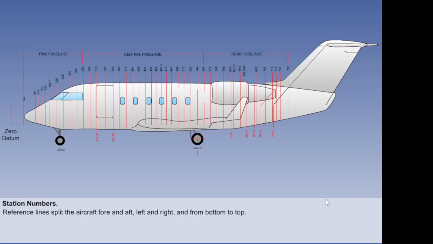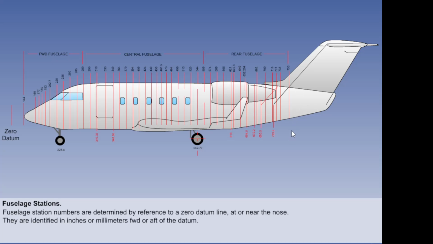A method of locating components on the aircraft must be established in order that maintenance and repairs can be carried out. This is achieved by using reference lines to identify positions fore and aft, left and right, and from top to bottom. Fuselage station numbers are determined by reference to a zero datum line, which is at or near the nose of the aircraft.